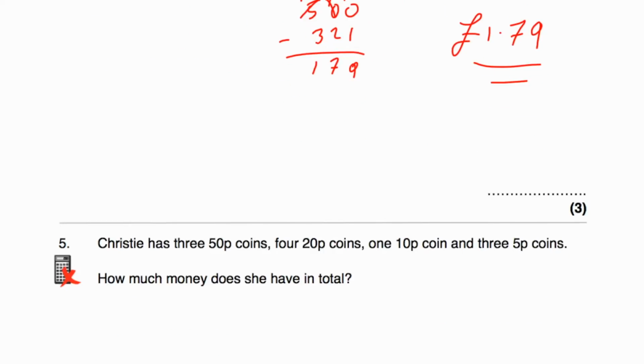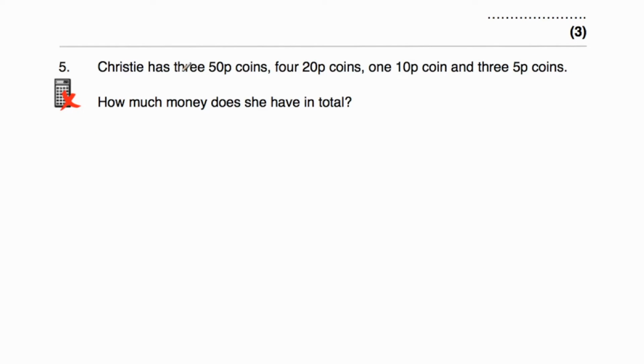Okay, let's have a look at our next question, question number 5. So question number 5 says, Christy has 3 50p coins, 4 20p coins, 1 10p coin, and 3 5p coins. How much money does she have in total? So let's work out how much money she has in total.